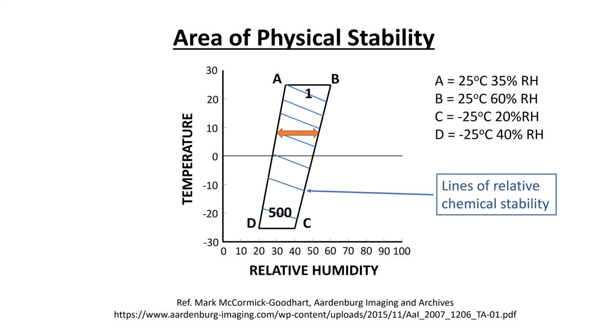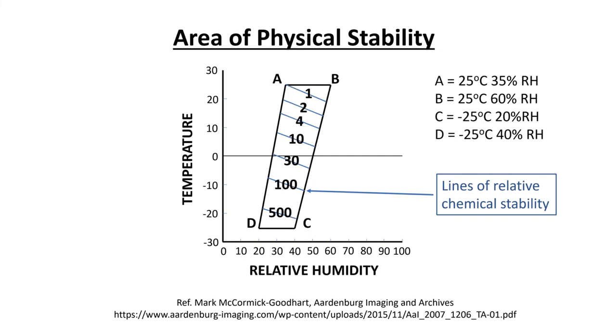Varying only the level of relative humidity and keeping the temperature the same within the physically safe area will only decrease or increase the chemical rate of stability by a factor of 2 or 3. However, altering the temperature within this area while keeping the relative humidity the same will have a very significant effect, increasing or decreasing the chemical stability 10 or 100-fold at least.